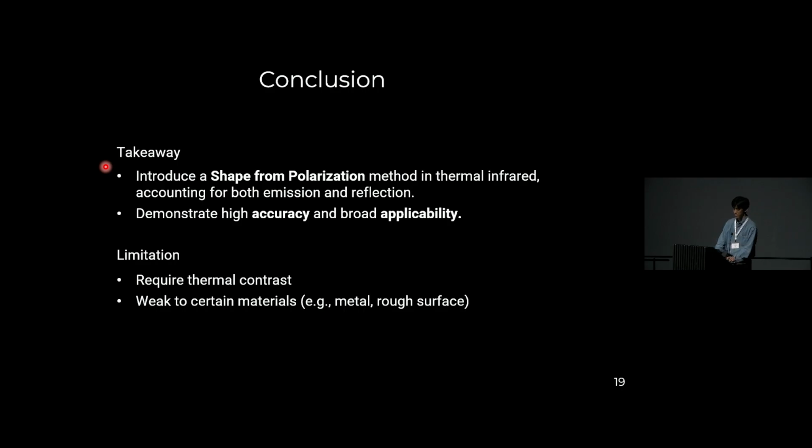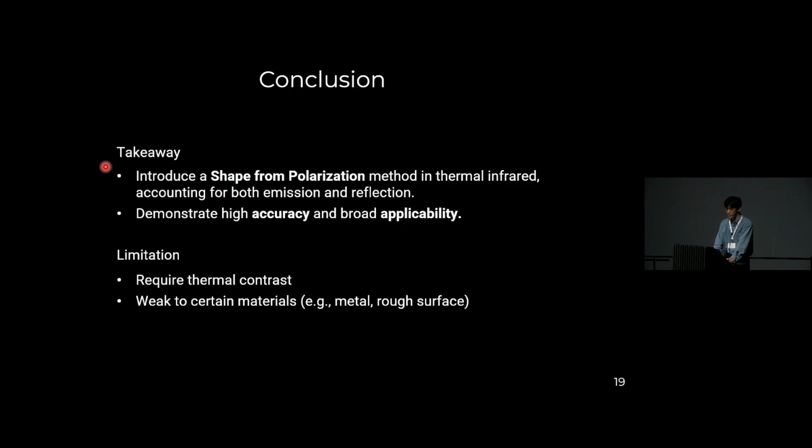In conclusion, we propose a shape-from-polarization method in the thermal infrared spectrum. Our method accounts for both emission and reflection, and also addresses the errors in the imaging system. The surface normals are robustly estimated by a physically grounded neural network. Through our experiments, we have demonstrated that our method can handle a wide variety of shapes and materials.